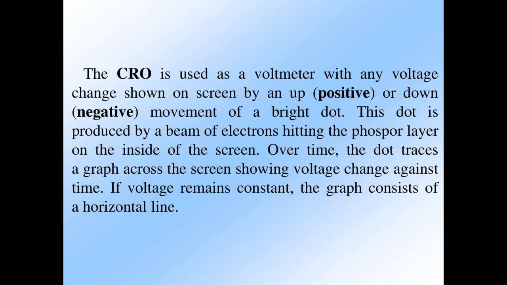The CRO is used as a voltmeter, with any voltage change shown on screen by an up (positive) or down (negative) movement of a bright dot. This dot is produced by a beam of electrons hitting the phosphor layer on the inside of the screen. Over time, the dot traces a graph across the screen showing voltage change against time. If voltage remains constant, the graph consists of a horizontal line.